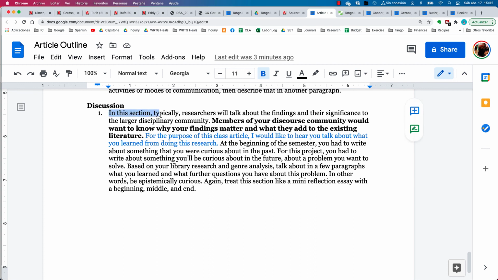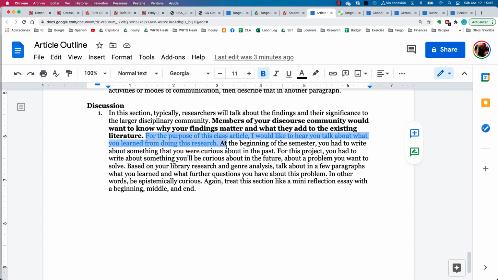Now, let's talk about the very last section. In this section, typically, researchers will talk about the findings and their significance to the larger discourse community. This is where you elaborate on that so what. Members of your discourse community would want to know why your findings matter and how they add to the existing literature. This is where your thesis is reinforced, your findings are reinforced.